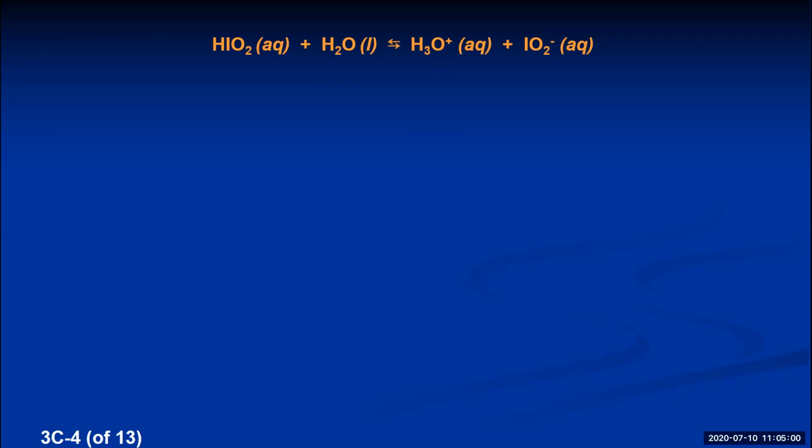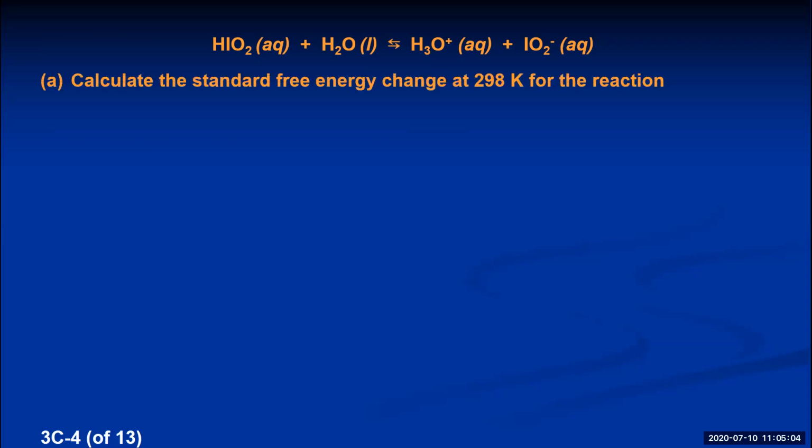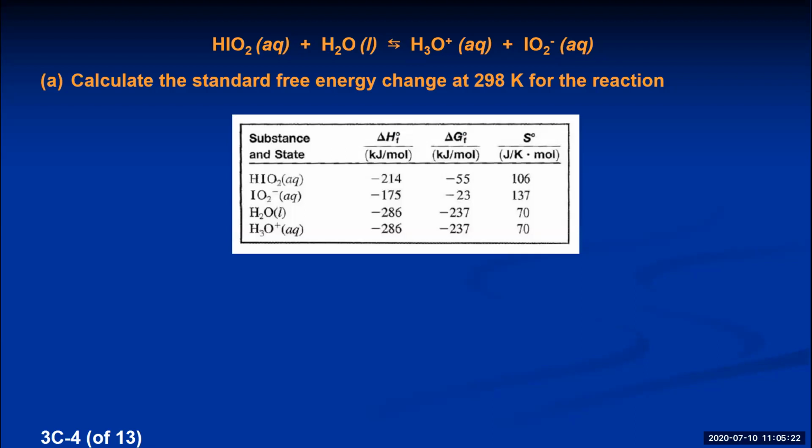Here's the reaction for the ionization of iodous acid in water. And I'm going to want you to calculate a couple of things. Here's the first one. We're going to calculate the standard free energy change for this reaction at 298. So I didn't give it to you here in this particular problem. I'm going to want you to calculate that. You're going to need some data from handout 5, our thermodynamic table. You're going to need the standard free energy changes for each of the reactants and products. And if you want to take a minute and see if you can calculate this on your own, then I will present you the answer in just a moment.